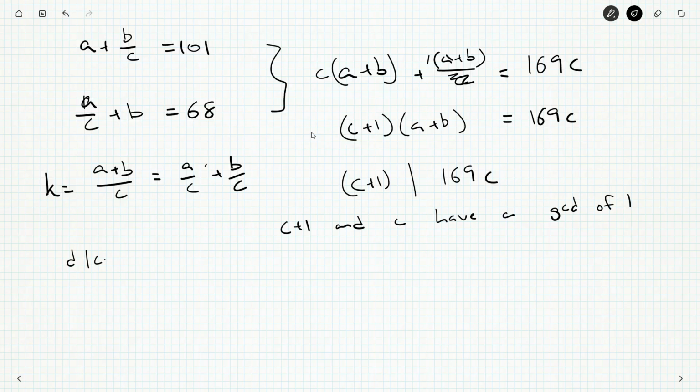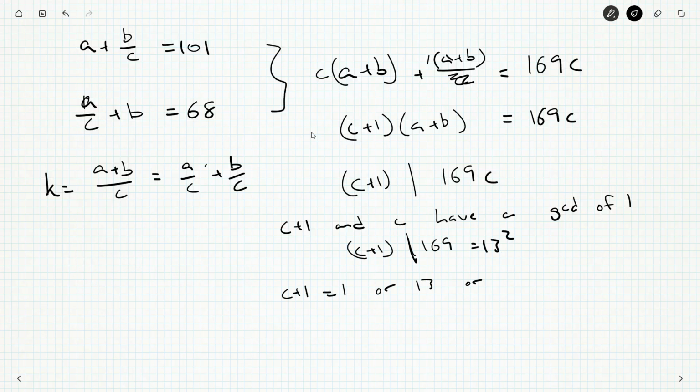Because if, for example, d divided c + 1 and d divided c, then it's going to divide their difference, which is 1. So d has to be a divisor of 1. Well, that can never happen unless d is 1. So because they share no factors at all, I can say that c + 1 divides 169. 169 is 13 squared. So c + 1 is 1, or 13, or 169. Those are the only options I can work with here.